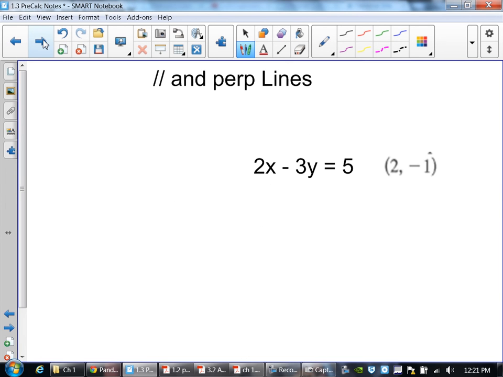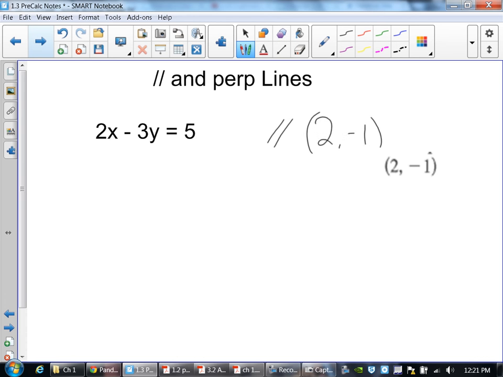Parallel and perpendicular lines. I just want to do one example of this because this is something you will have to do. I want to write the equation of a line that is parallel to 2, negative 1. And then I want to write the same equation that's perpendicular to 2, negative 1. If you remember, you might not have done this last year. I think this is one of the things that we kind of skipped.